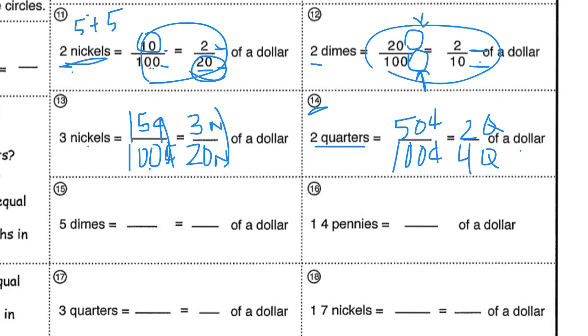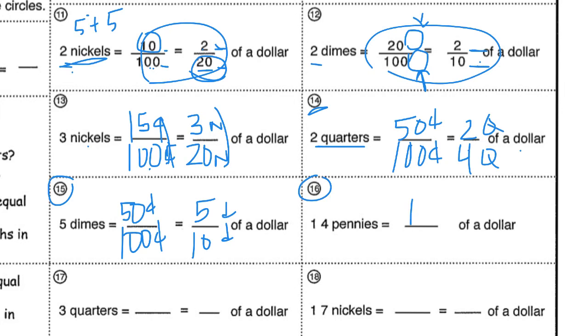Now I want you to try 15 and 16, just those 2. Pause the video and do it on your own. 5 dimes is equal to 50 cents. Make sure you put a cent sign in there, out of, obviously, 100 cents that it takes to make a dollar. It's also 5/10ths of a dollar. Now, if you wrote 1/2 of a dollar, that would be true as well. I'm going to put D in here for 5 dimes out of 10 dimes.